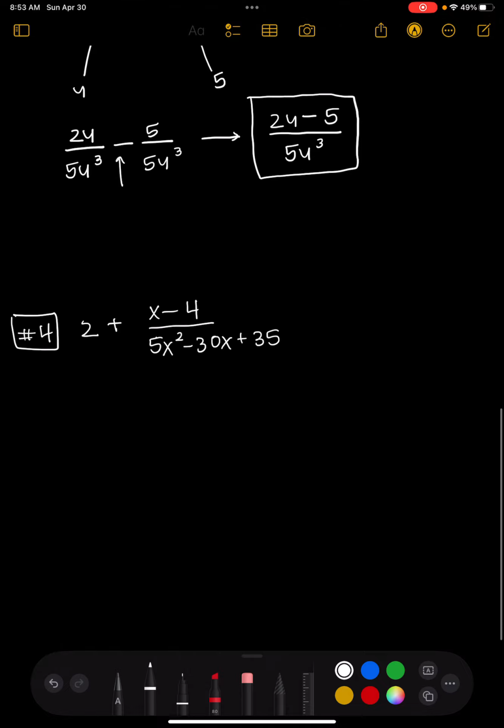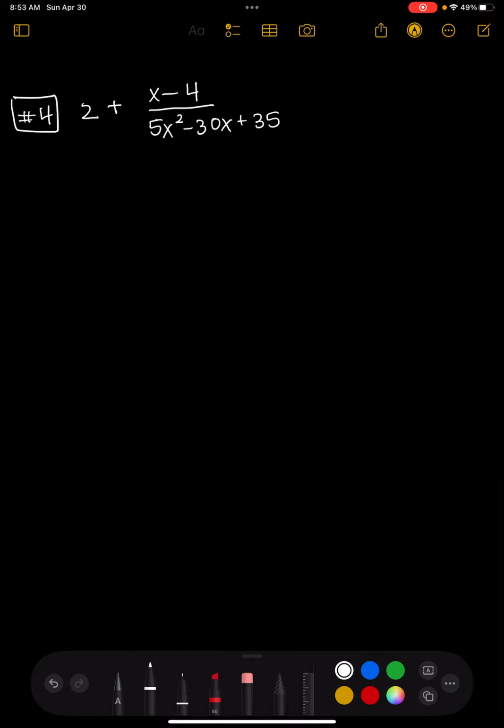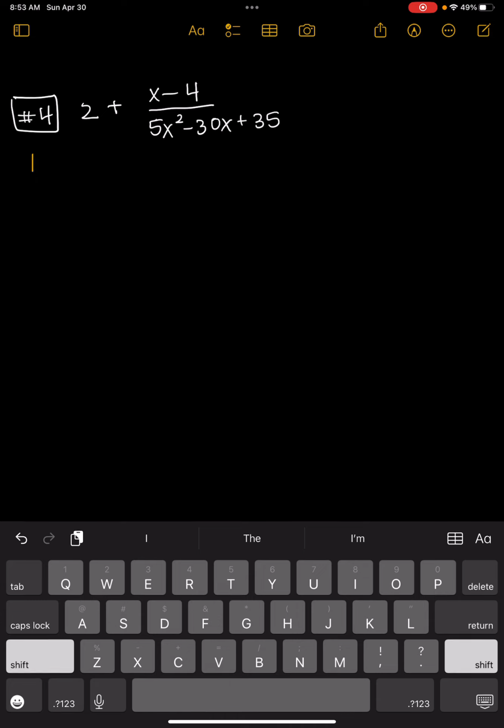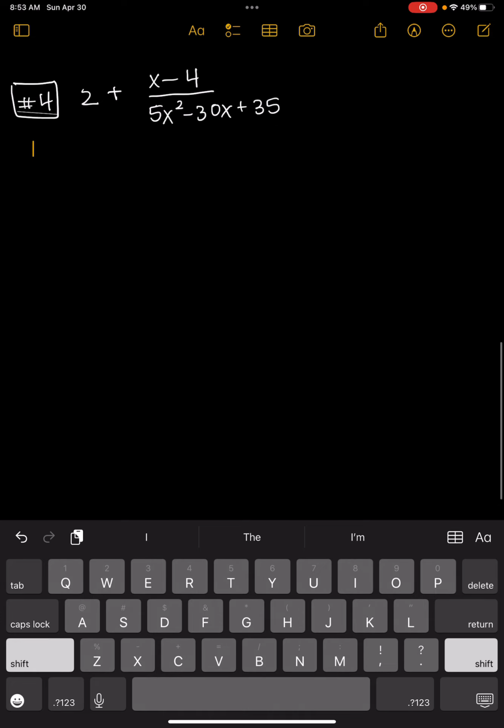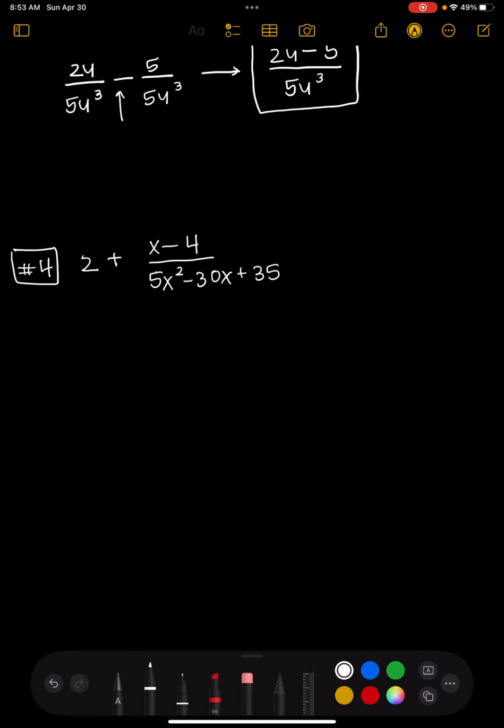All right, let's go through one more example. On this example, we have 2 plus x minus 4 over 5x squared minus 30x plus 35. So the first thing to notice is that the 2 is a whole number. It's not a fraction, but we can make it a fraction. When you make whole numbers fractions, all you're doing is putting them over 1. So now we have 2 fractions, but they don't have common denominators again, right?